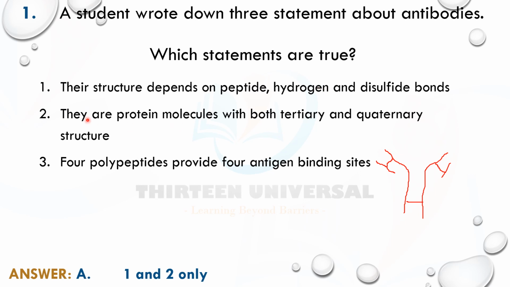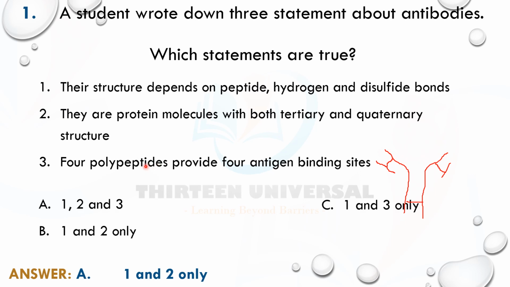Two says that they are protein molecules with both tertiary and quaternary structure. That's correct. Tertiary, they have an antigen binding site, which is a precise 3D shape. And they're made up of more than one polypeptide chain, that's quaternary. Then three says four polypeptides provide four antigen binding sites. No, they have only two antigen binding sites. This and this, this and this. That's why 3 is wrong.